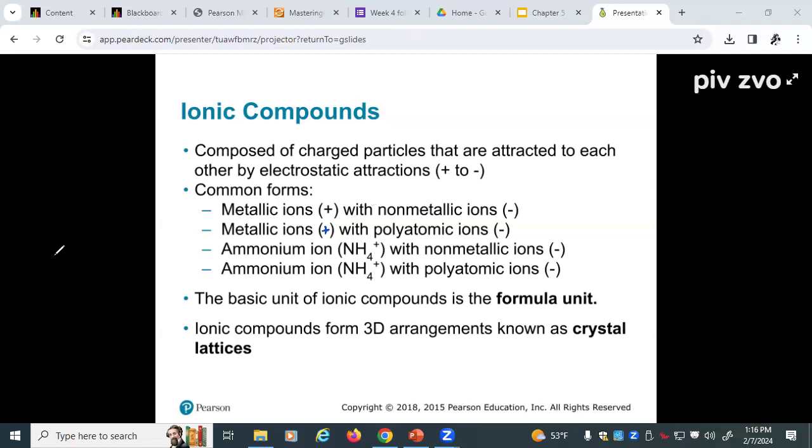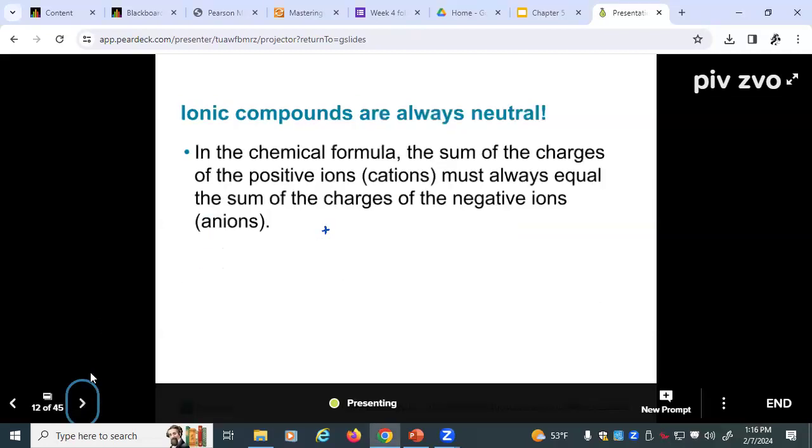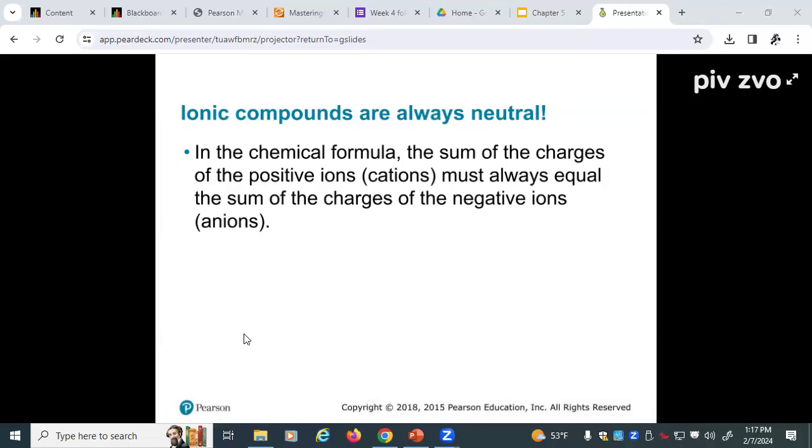When it comes to naming these ionic compounds, there are a couple of things that we have to know, things that are always true. First of all, ionic compounds are always charge neutral. What we mean by that is that if I look at the sum of all of the positive charges, which we call cations, and I compare that to the sum of all of the negative charges, which we call anions, what I should get is that it is zero sum. Every single positive is matched by a negative.